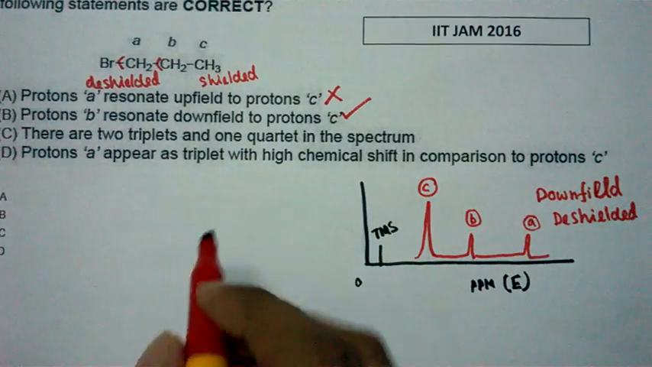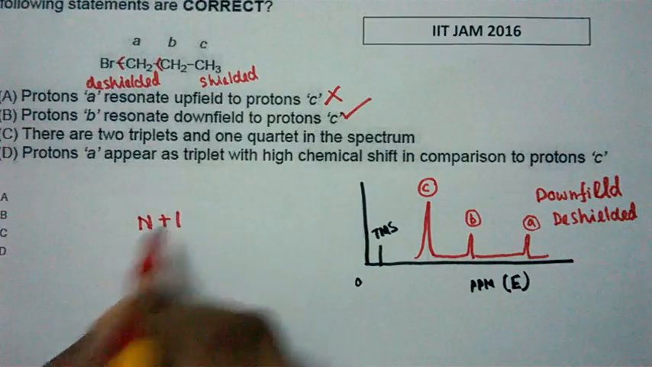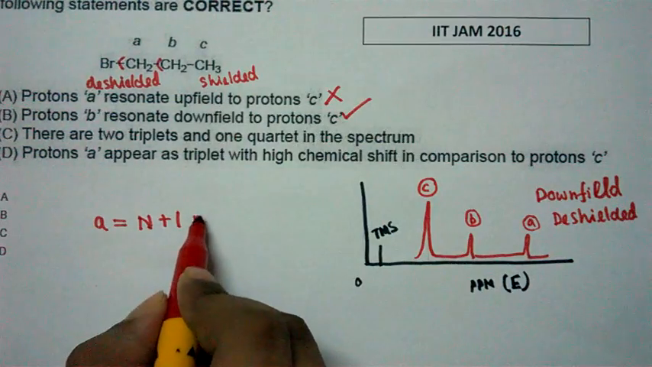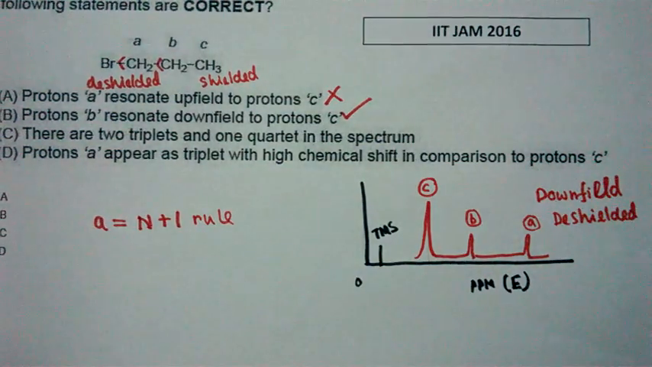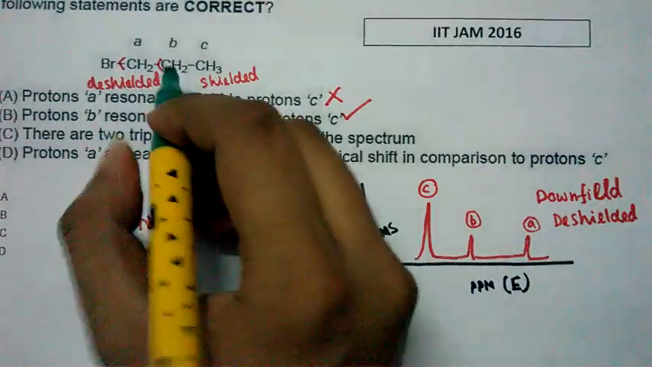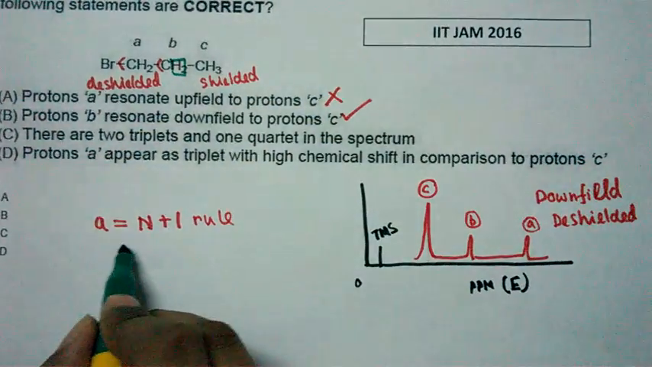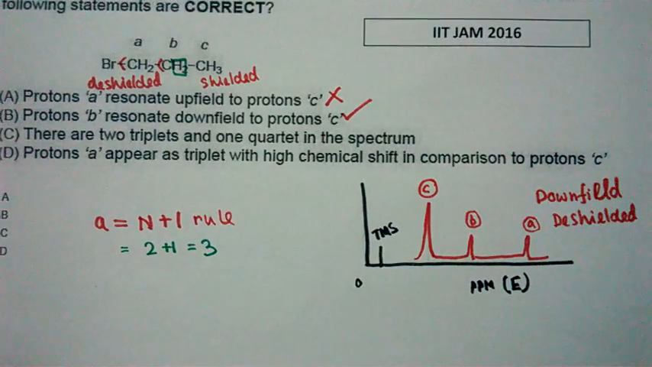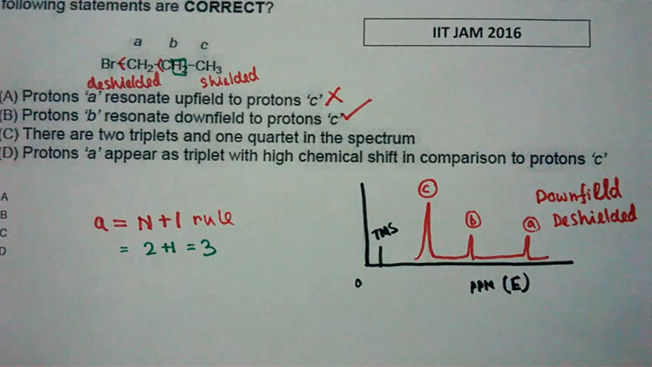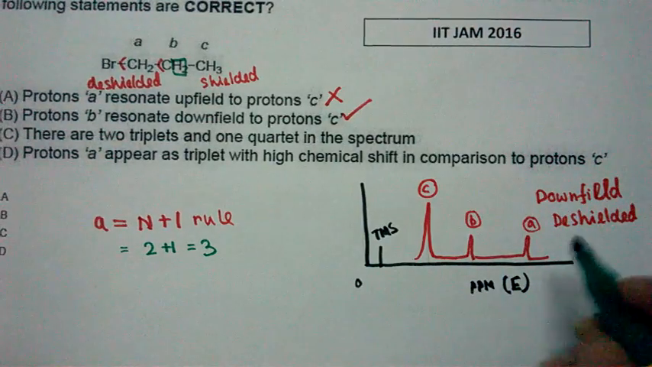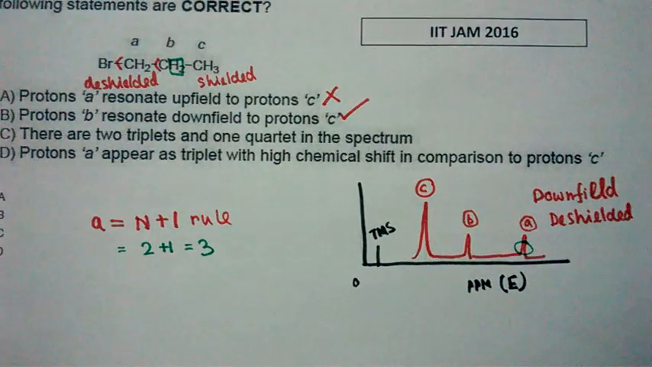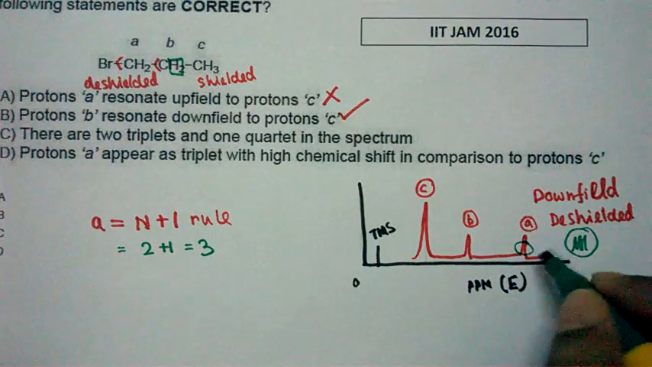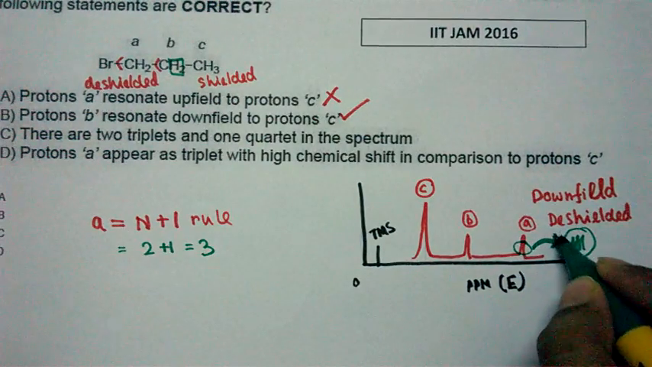So there are two B hydrogens, and the rule is called the N+1 rule. If we want to know the fine splitting of A, we use the N+1 rule. Which hydrogens are neighbors to A? These hydrogens. There are two hydrogens, so N is equal to 2, and 2 plus 1 is 3. So it is split into 3 peaks. If we zoom in on this A peak, we would see it split into 3 peaks like these. This is called a triplet.